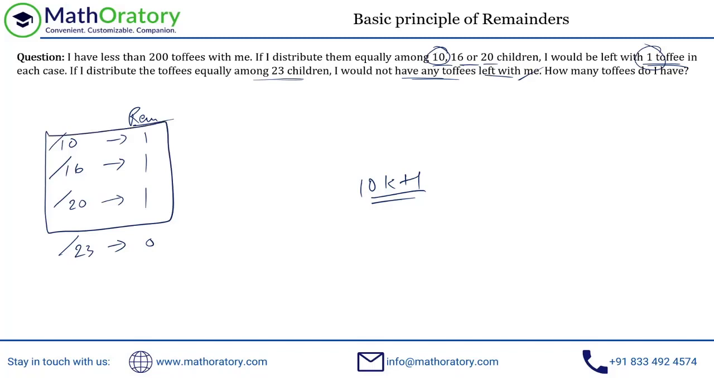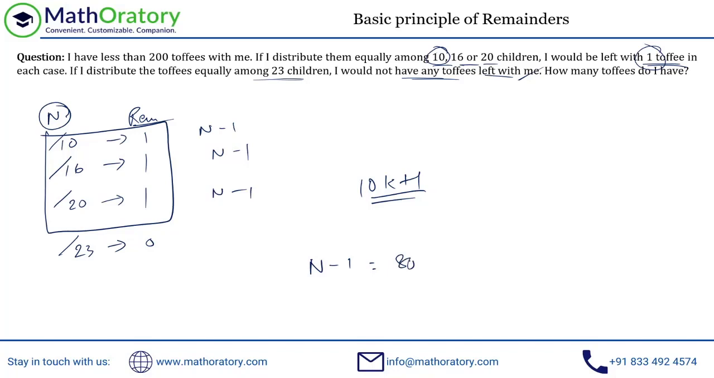Combine all of this in one go, because the basic idea of remainders: this number when divided by 10 leaves a remainder of 1. So let's say the number is n. Then n minus 1 should be divisible by 10, n minus 1 should be divisible by 16, and n minus 1 should be divisible by 20. So n minus 1 should be divisible by the LCM of 10, 16, and 20, which is 80.